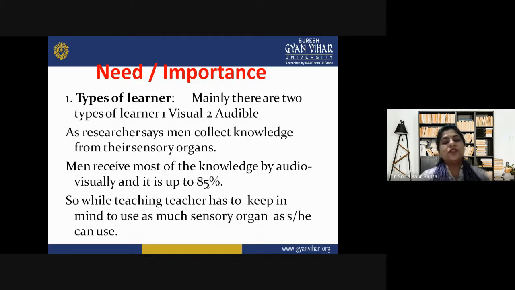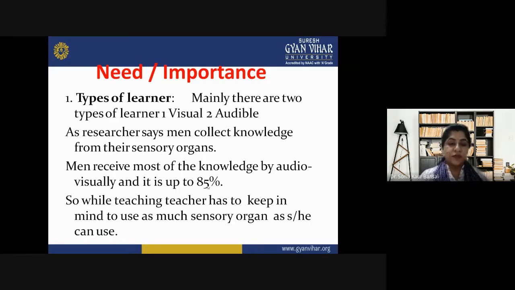Or as researchers say, men collect knowledge from their sensory organs. Whatever we perceive, we see from our eyes, we can sense it. So it is very, very important. So we gain knowledge from sensory organs, and men receive most of the knowledge audio-visually. It is up to 85%. So how it is important in a classroom is how my student is learning. So while teaching, the teacher has to keep in mind to use as many sensory organs as she or he can use.